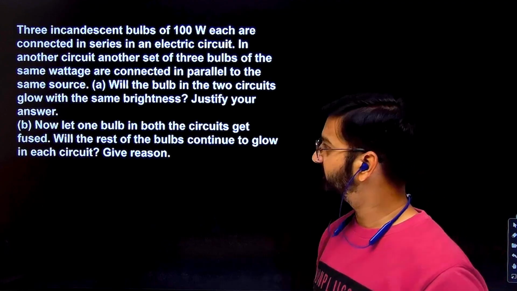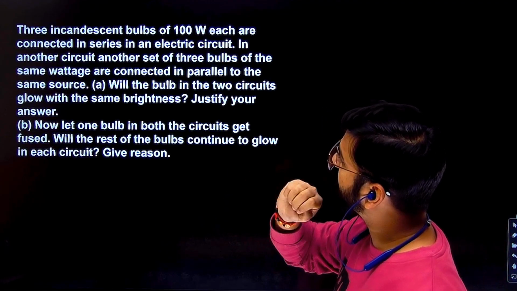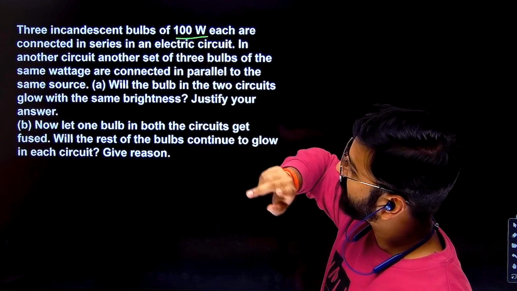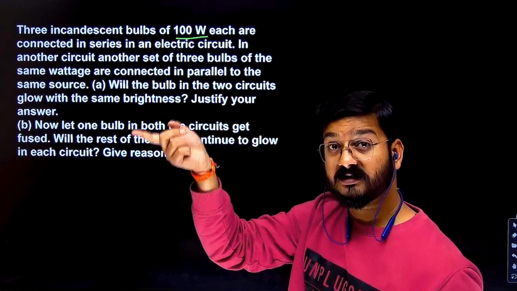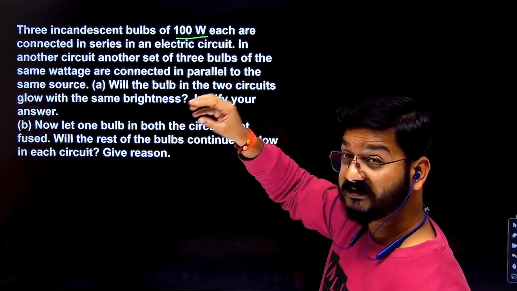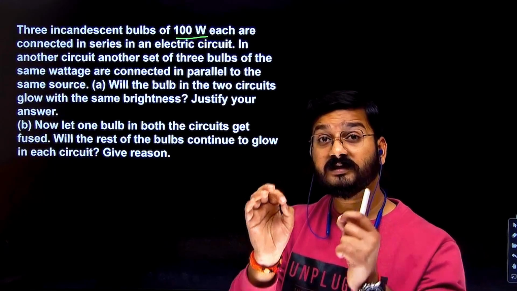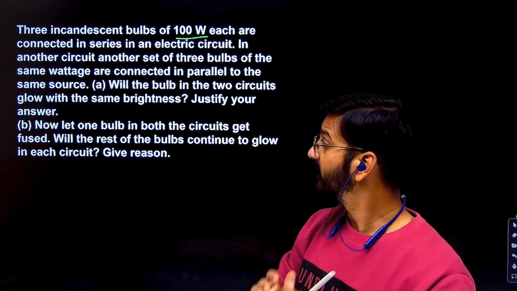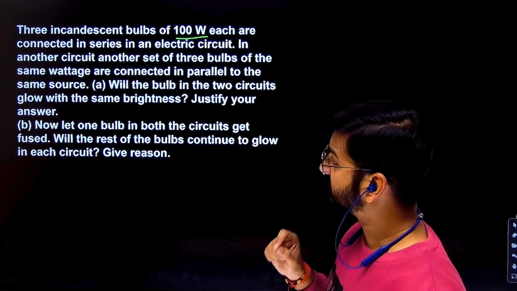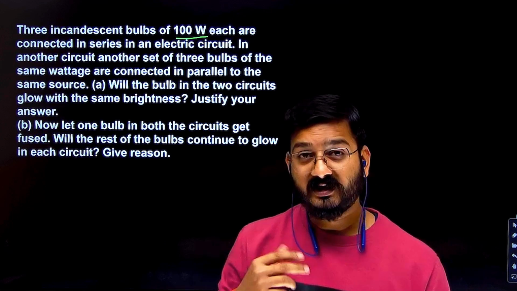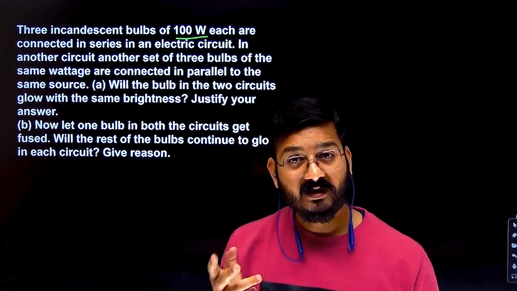Okay, students, let's discuss the next question. In this question, we have three bulbs, each of 100 watts, which are connected in series. And we have another set of three bulbs of the same wattage, 100, but this time connected in parallel, with the same source. The battery is the same. So will the bulbs in the two circuits glow with the same brightness? They are asking whether the brightness will be the same in series or parallel or not.